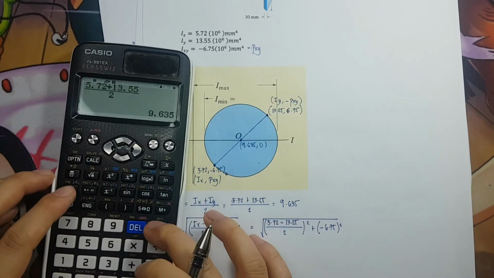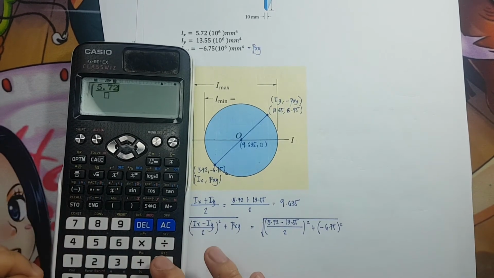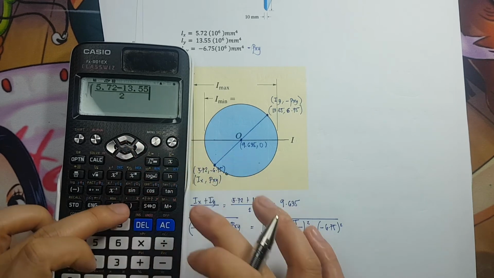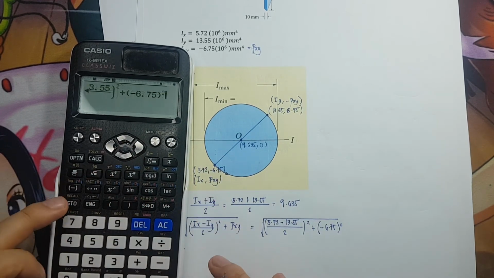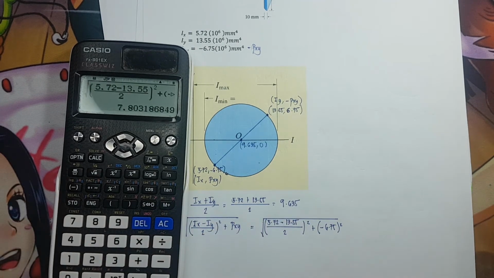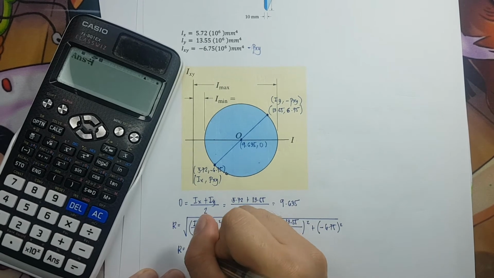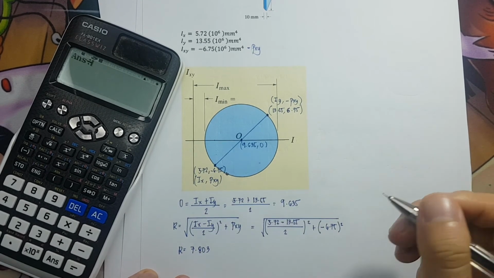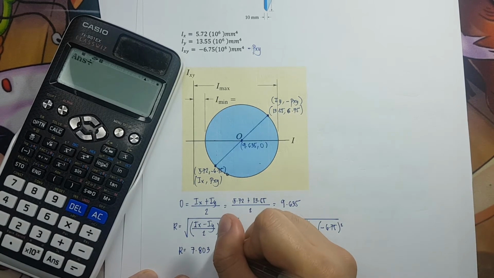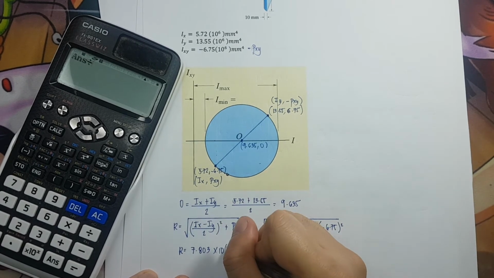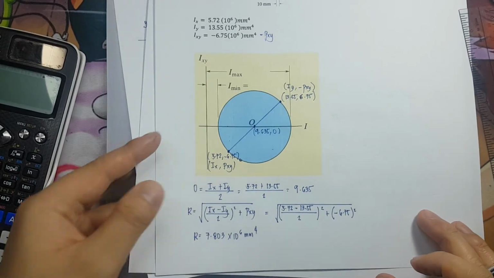R therefore is equivalent to the square root of 5.72 minus 13.55 over 2 squared plus negative 6.75 squared. That is 7.803, and this is in mm. So times 10 raised to 6, and that is mm raised to the 4th power.